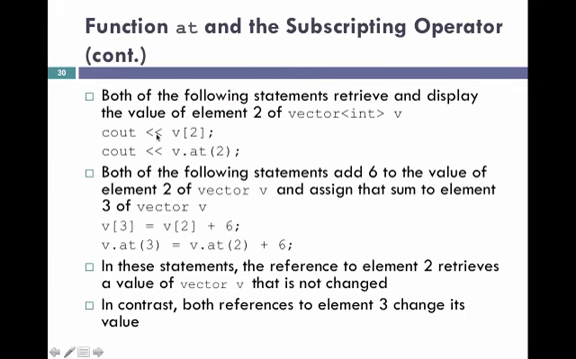So here both of the following statements retrieve and display the value of element 2 of vector v, a vector of integers. Here we can use subscripting because we've overloaded the subscript operator, or we have a method called at, and they both perform the same operation of retrieving element 2. Here are 2 statements that both add 6 to the value of element 2 in our vector. Now in these statements, the reference to element 2 retrieves a value of vector v that is not changed. In contrast, both references to element 3 change its value.